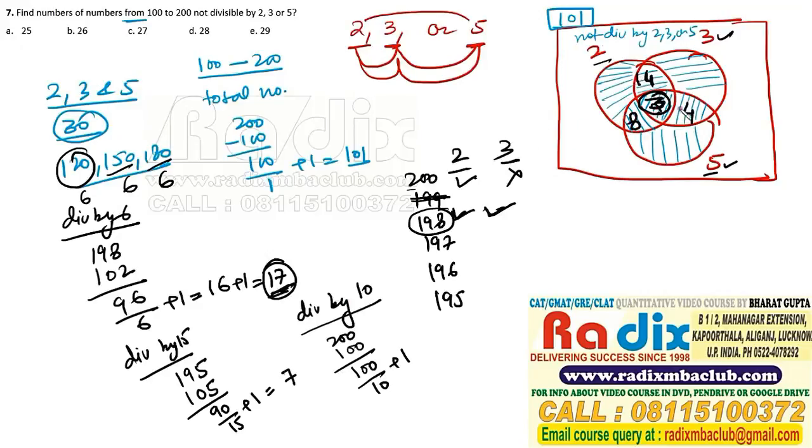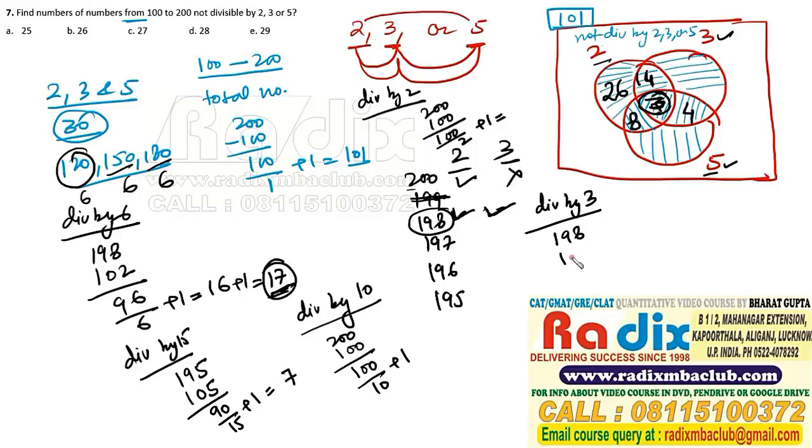Now we have filled all the common values. Now divisible by 2: last number 200, first number 100, difference 100 divided by 2 plus 1, it is 51. Now of these, 25 are already counted, so the remaining here would be 26. Divisible by 3: last number would be 198, first number 102, difference 96 divided by 3 plus 1, this is 33. Now subtracting 14, 7 and so on, 12 numbers are there.